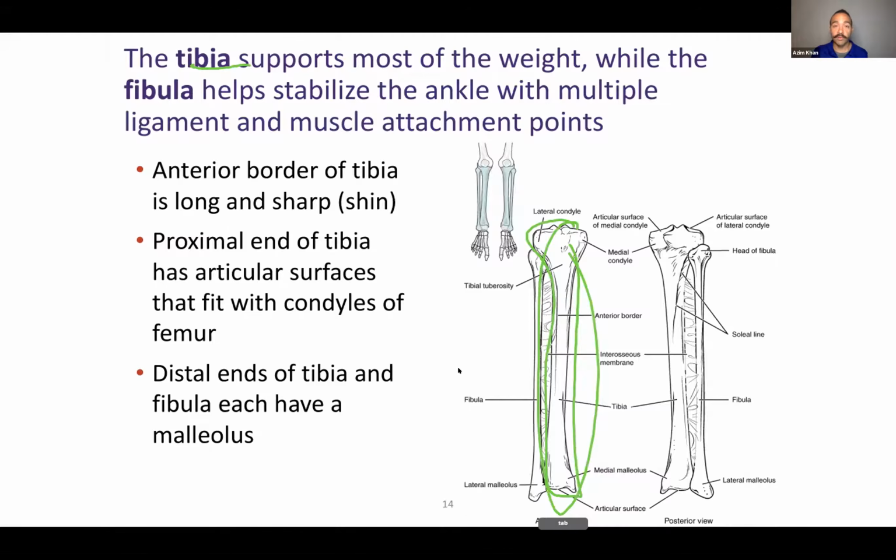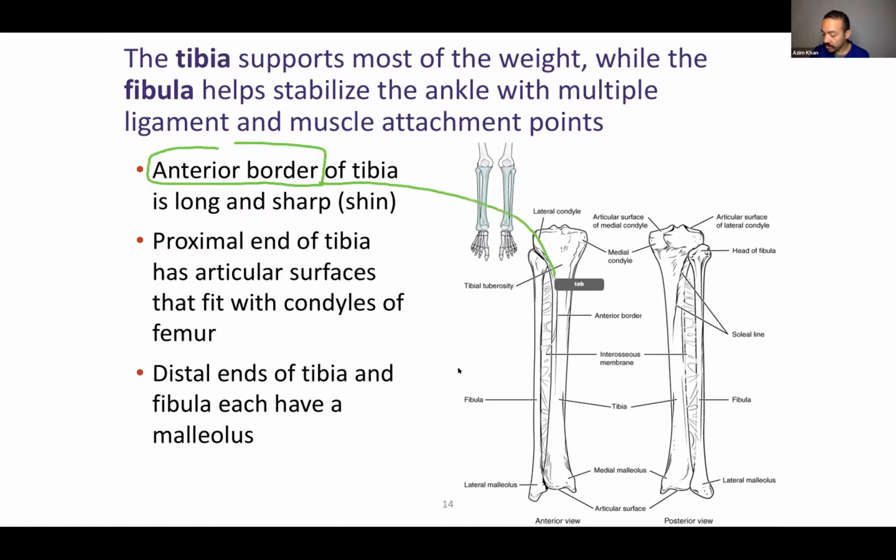It supports most of the weight, your shin bone. The fibula is more for stabilization. You can see the fibula off to the side, very skinny and narrow. It's more for support at the ankle joint, at the talocrural joint. There is an anterior border of the tibia, the sharp part of your shin. It's sharp on the anterior side, it's not sharp on the posterior side.